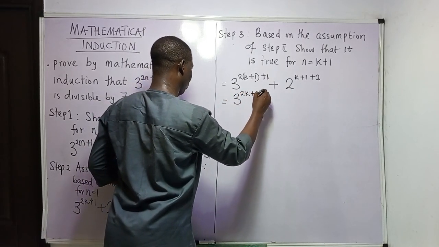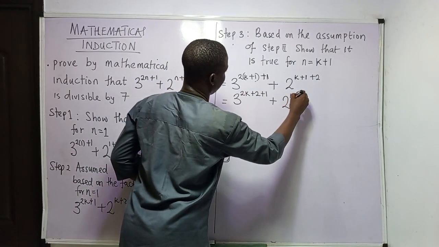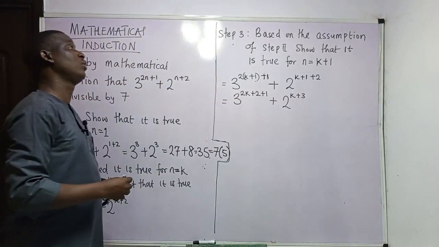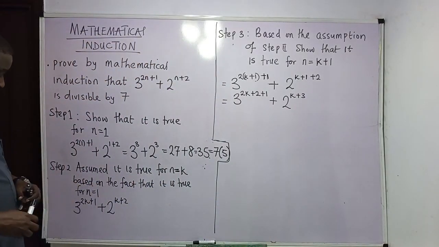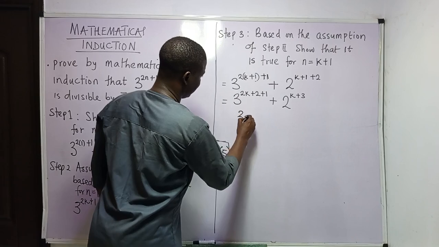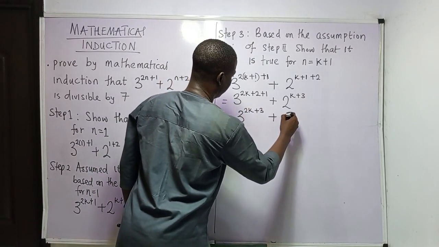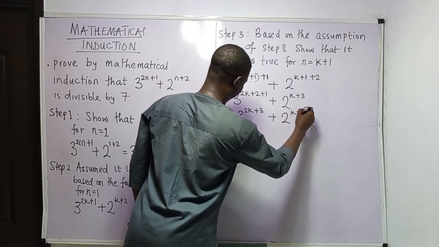2k plus 2 plus 1 plus 2 into bracket what? k plus 3. So what do we have now? We're going to break it down. We're going to have 3 to the power 2k plus 3 plus 2 to the power k plus 3.